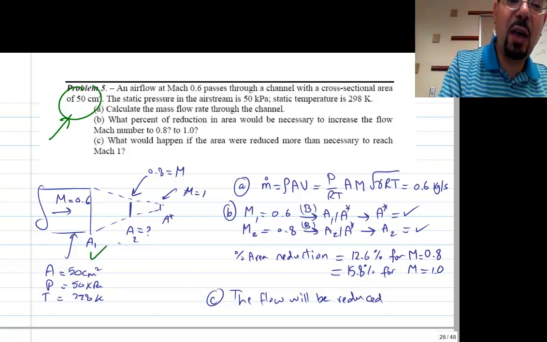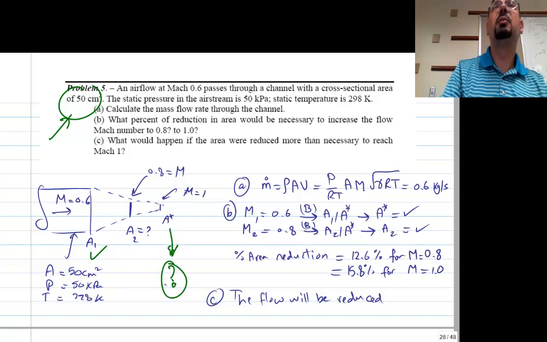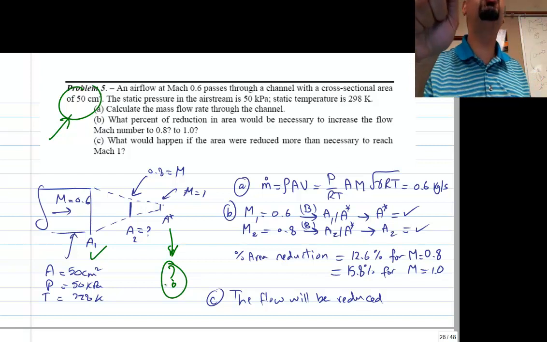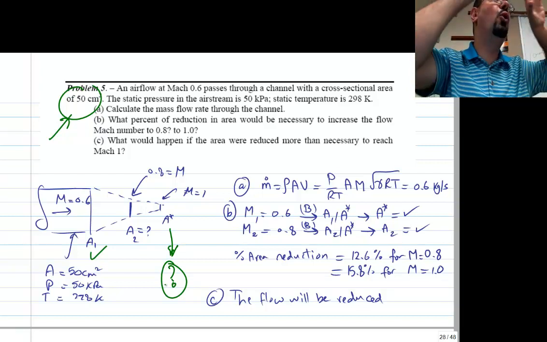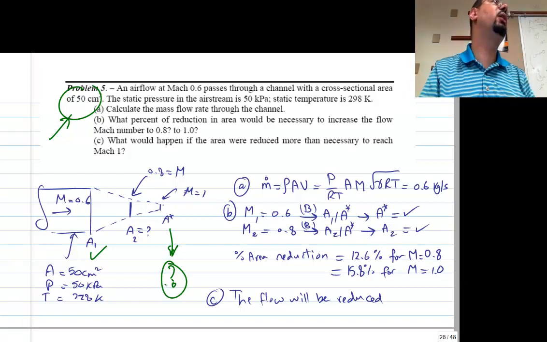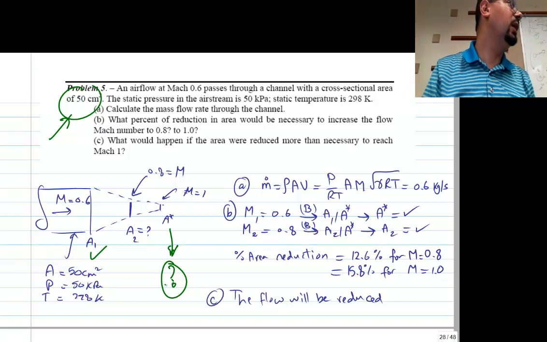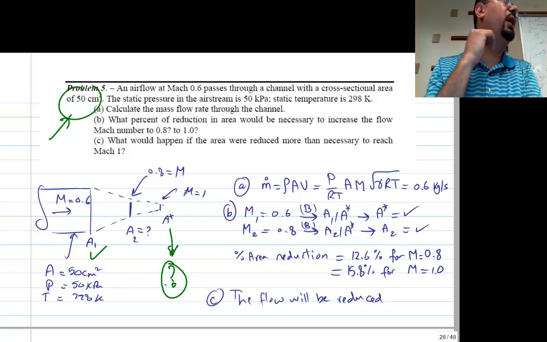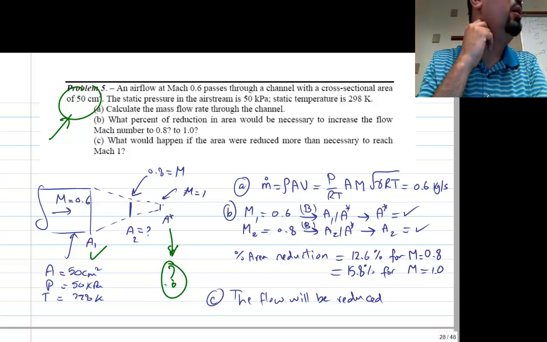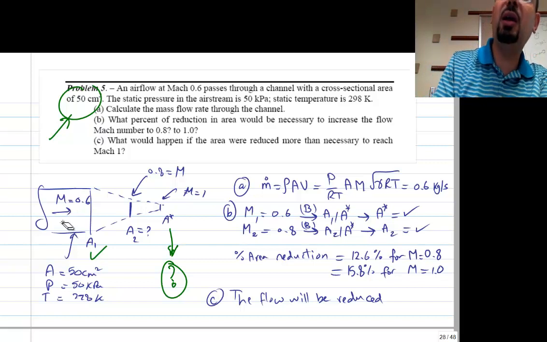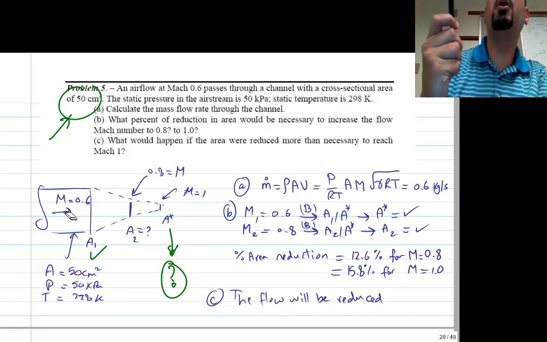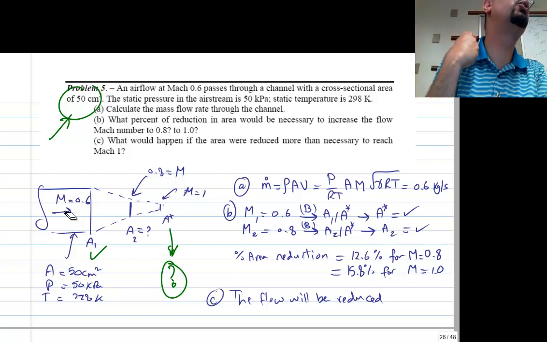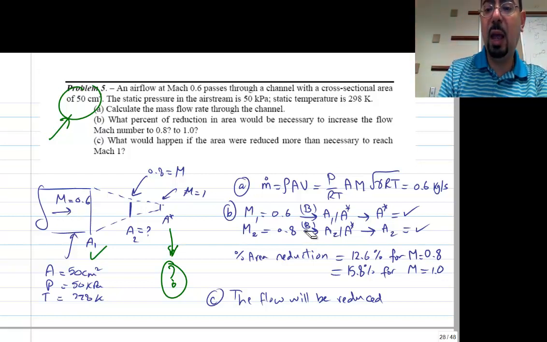So he's basically saying you have the 50 square centimeters over here, find the area star. That area star is what you need to go to Mach 1. If you make the flow go through that small area, you will hit Mach equal 1. By definition, that's area star. Okay? So how can I get that area star? The table. The table for this Mach number, right? For Mach 0.6 and gamma 1.4, there is an area over area star corresponding to that. Okay, it happened to be how much?